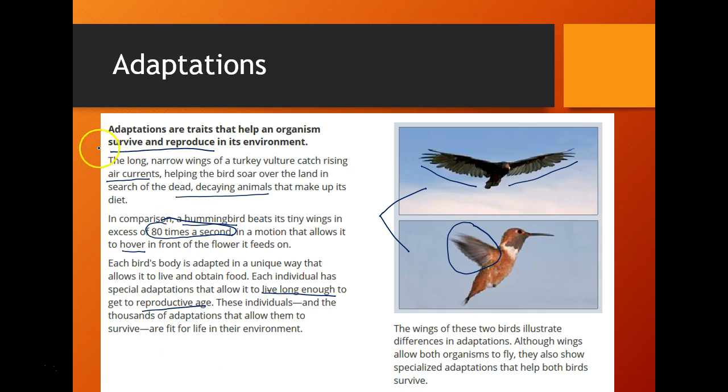Because remember, the goal for adaptations isn't just to survive, but it's also to reproduce. There's no point in surviving unless you're able to reproduce and pass on your favorable genes. We actually call this being fit. So being fit means that you are able to survive and reproduce.